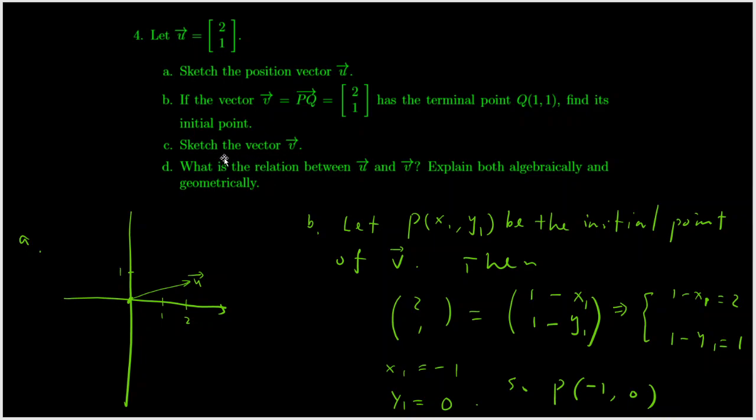And then in question C, we're trying to sketch V. We know the initial point and the terminal point. The initial point is (-1, 0), so that's here. The terminal point of V is (1, 1). I think (1, 1) is here. That's how you sketch the vector V. I think I got the notation right. So this part is the answer to question C.